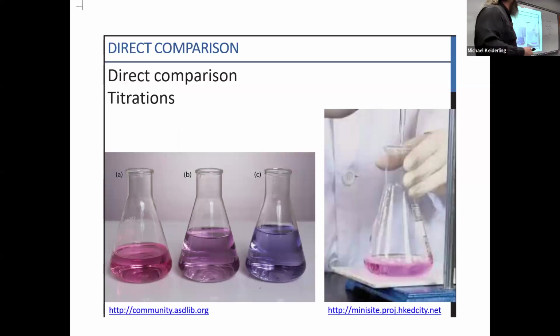So direct comparisons, things like titrations, you do some reaction to a known quantity of stuff. We will not be doing any titrations in this class because it's an instrumental course and they suck. It's a slow, horrible process, in my opinion. But I'm a physicist, so you know, there's a reason I'm not a chemist.